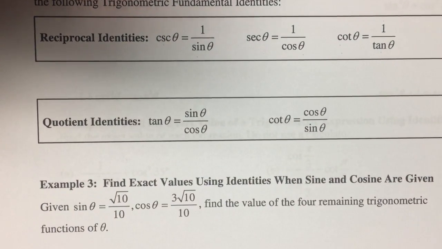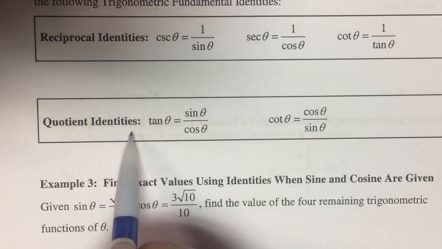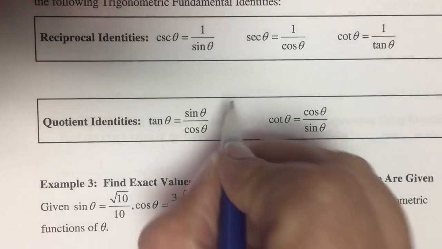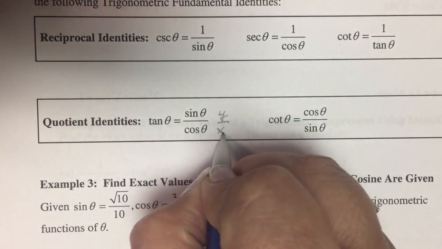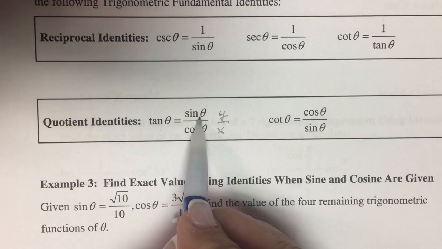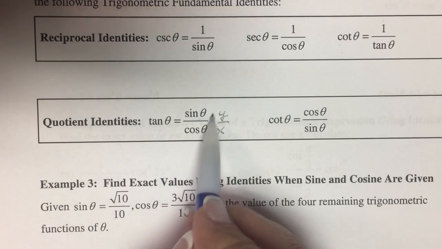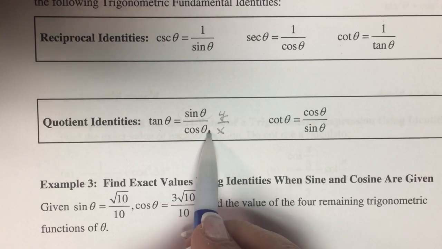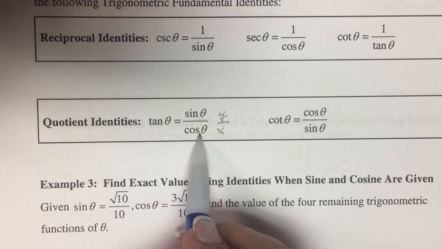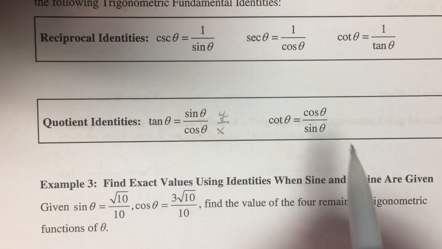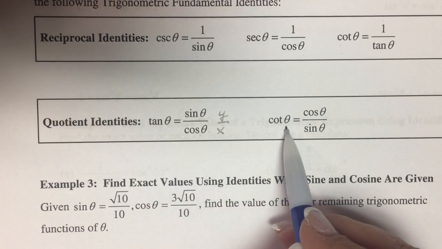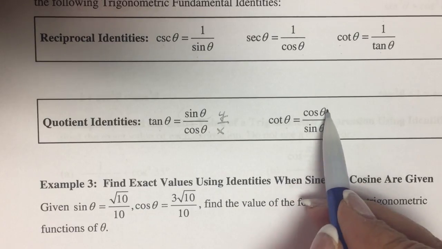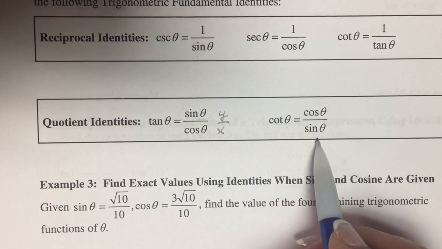Here are ones that I mentioned a little bit before, but let me give them to you again. Remember, tangent is y over x. But don't forget, as long as we're on the unit circle, the y is the sine of theta, and the x is the cosine of theta. So another way to think of tangent is sine theta over cosine theta. Then cotangent would just be the reciprocal of that, so cotangent would be cosine theta over sine theta.